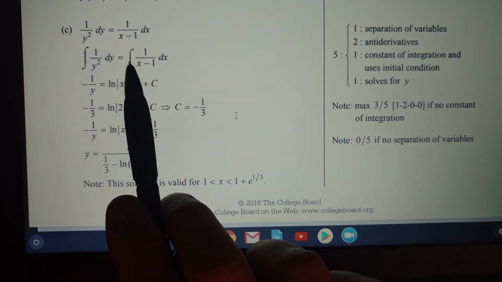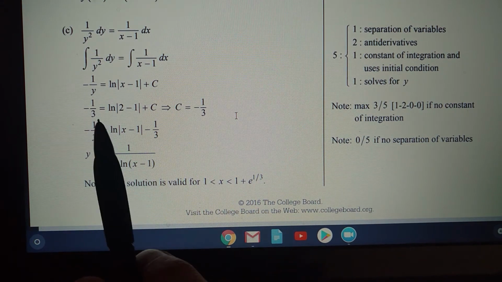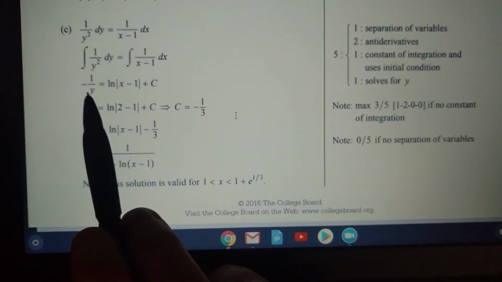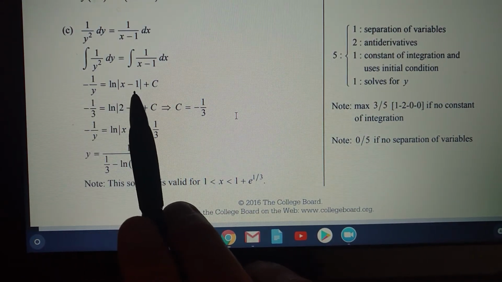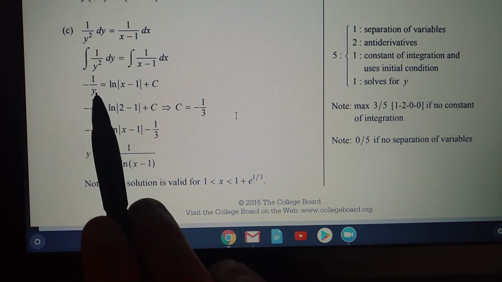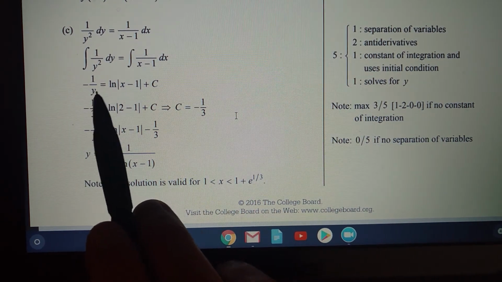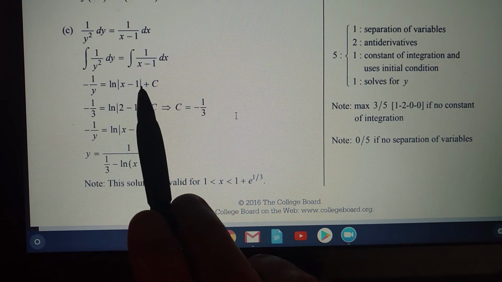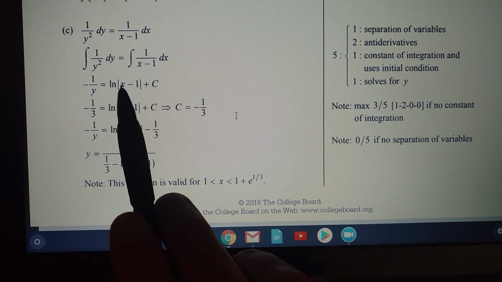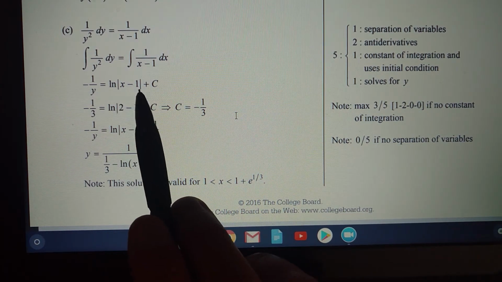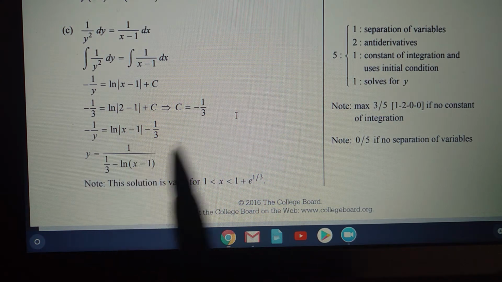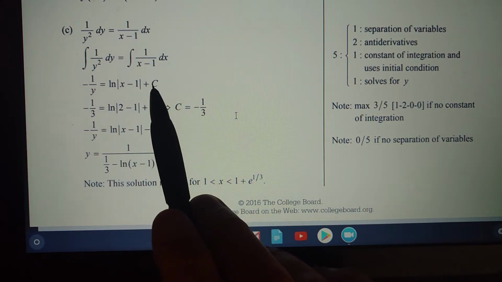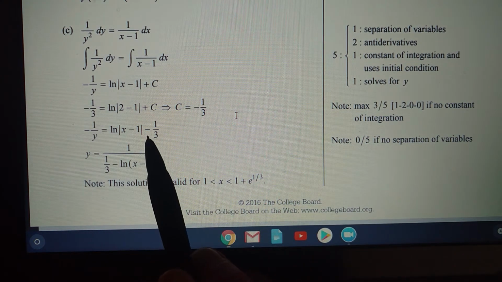Then we have to integrate both sides. And if we do the correct anti-differentiation, the correct integration, and get negative 1 over y, that gets us 1 point. And if we do this one correct and get the natural log of the absolute value of x minus 1, we do that one correctly, we get that point. The plus, we also need a plus c.